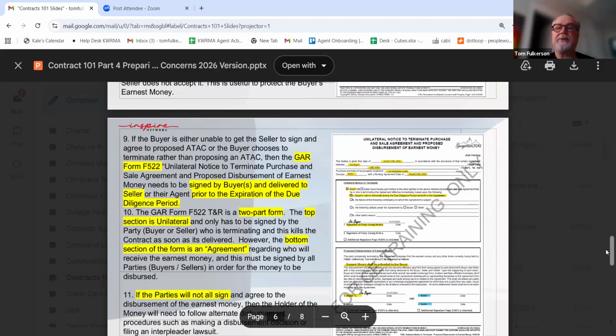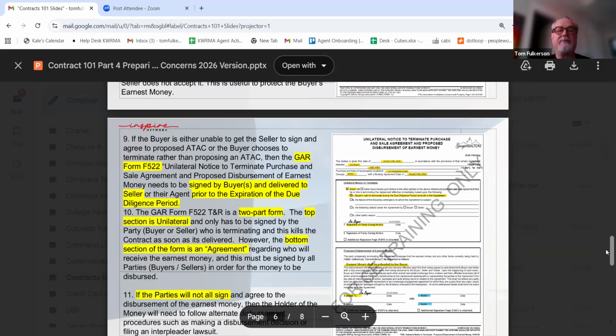And then here is our unilateral notice to terminate the purchase and sale agreement and proposed disbursement of earnest money. The two-part form. So if the buyer is either unable to get the seller to sign and agree to the proposed ATAC, or the buyer chooses to terminate rather than even proposing an ATAC, then the GAR form F522, the unilateral notice to terminate purchase and sale agreement and proposed disbursement of earnest money, needs to be signed by the buyer and delivered to the seller or their agent prior to the expiration of the due diligence period.